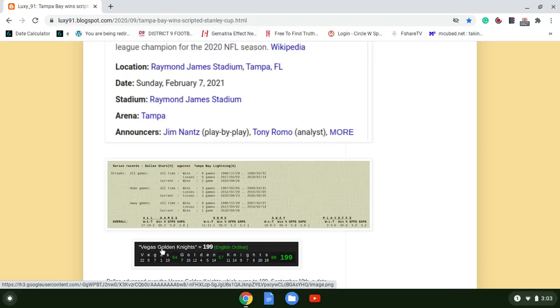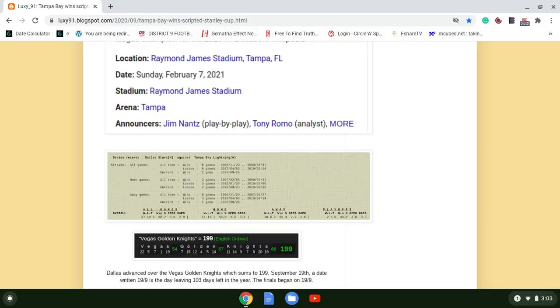So the Stars advanced to the Stanley Cup by defeating the Vegas Golden Knights. Notice how Vegas Golden Knights sums to 199. The date written 19/9 like 199 is September 19th. That's the day leaving 103 days left in the year. Another reason why I predicted that the Stars would beat the Golden Knights 4-1, which they did.